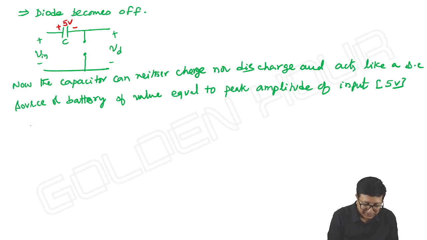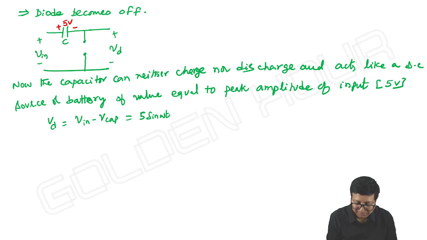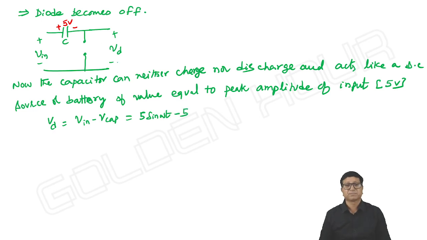Now, what can we write for VD? VD or V output is equal to V input minus V capacitor. What is V input? It is 5 sine omega t minus V capacitor, which is 5. Capacitor voltage is fixed at 5. Why is the capacitor unable to charge further? We'll see that again. As of now, this is the circuit we are observing. From this circuit, what we can understand is the capacitor can neither charge nor discharge. It cannot follow the shape of the input. There is no possibility of charging towards the input voltage or following the shape of the input.